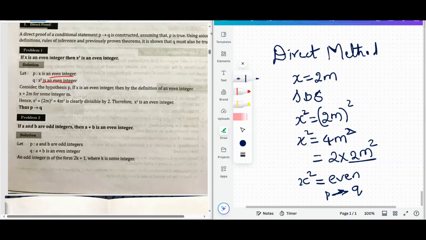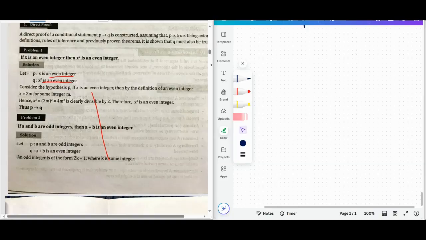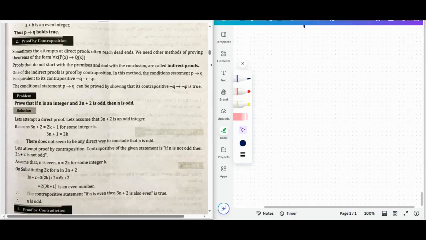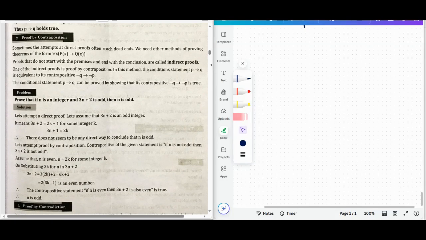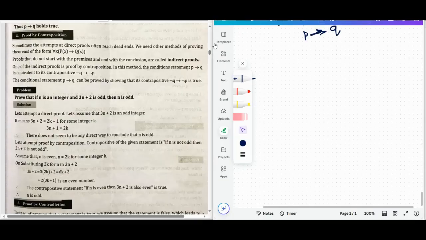Okay. Then you have the next one. The second method is called proof by contradiction, contrapositive and then contradiction. What is contrapositive? We need to prove p implies q. What does contrapositive mean? We need to prove it as equivalent to negation q implies negation p.